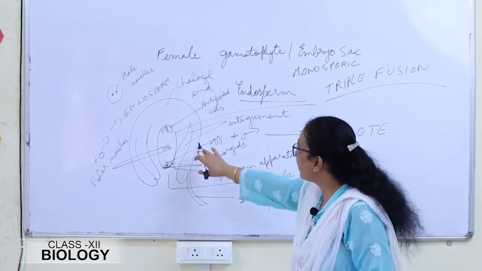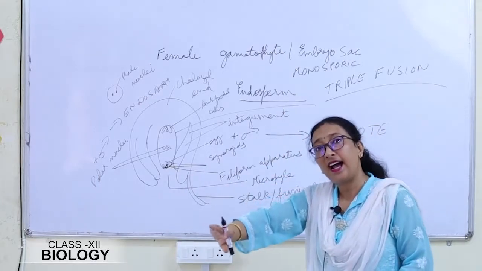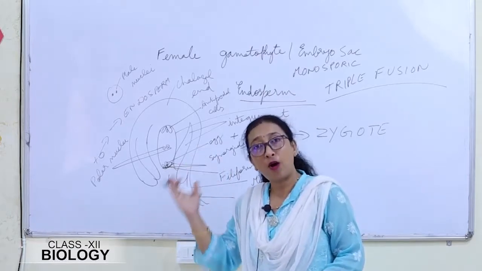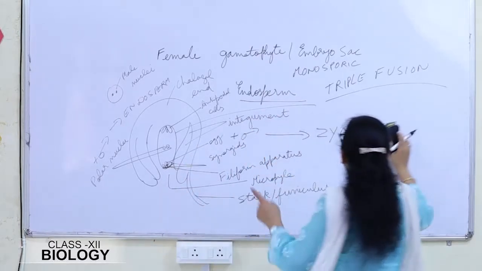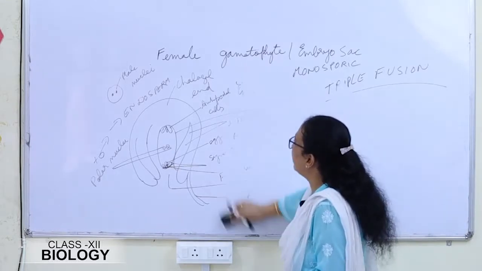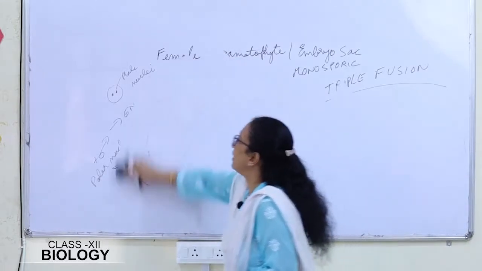So we have seen the zygote is formed. We had seen endosperm formed. We had discussed also how and how many types of endosperms are there. Now we will see further development of the zygote, how the further development of the zygote takes place.